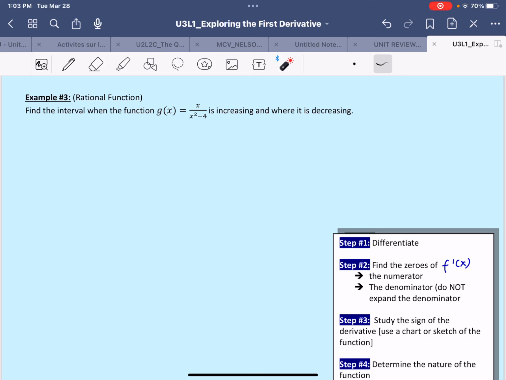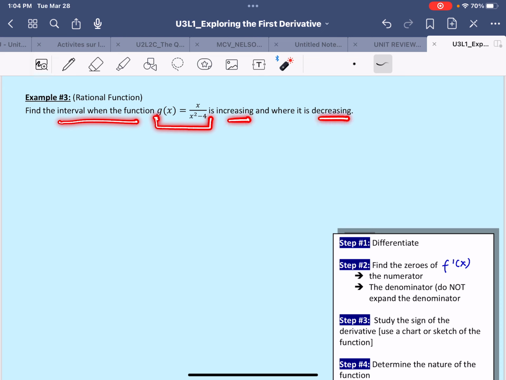Let's continue with example number 3. Recall that in this lesson we are exploring how to use the first derivative to graph the equation of a function. Now in this case we are given the equation of a rational function and asked to find where in the domain of this function g of x is increasing and where it's decreasing.